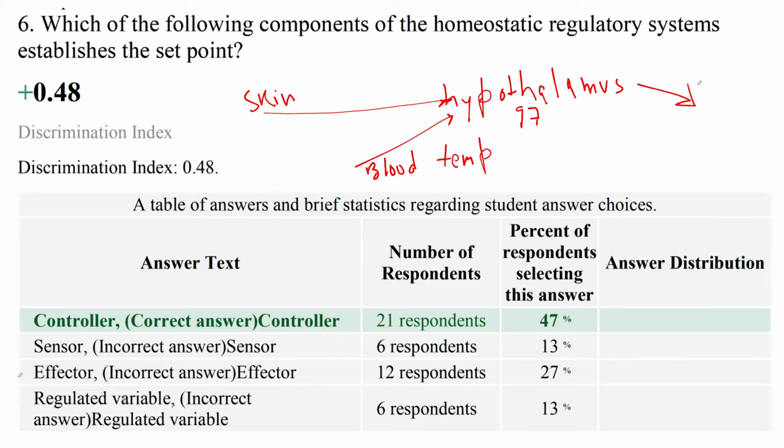Once the temperature goes below or above this range of normal temperature, the hypothalamus will signal muscles for shivering, will signal the blood vessels for vasoconstriction, vasodilation, sweat glands, etc. Those are the effectors. Saying that the muscles, blood vessels, sweat glands, the skin determine what is the normal temperature of the body, that's not accurate. So the set point is established by the controller, which is part of the control center.